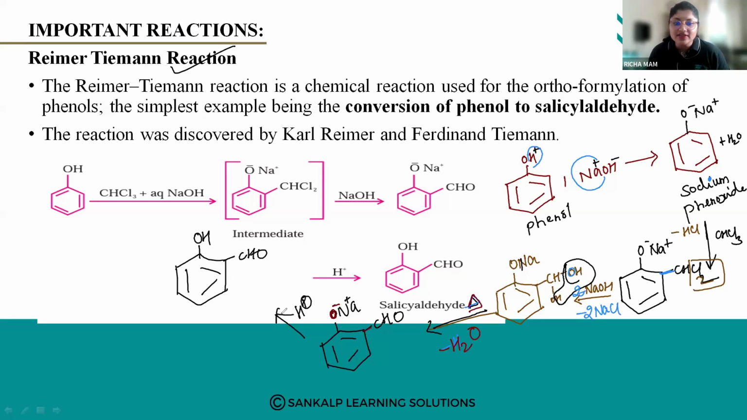Then further acidification. Why are we doing acidification? Because these Na plus ions are to be converted back into H plus ions. So we get salicylaldehyde, also called 2-hydroxybenzaldehyde. Is it clear? Very important from the exam point of view. This is a compulsory question that is asked.